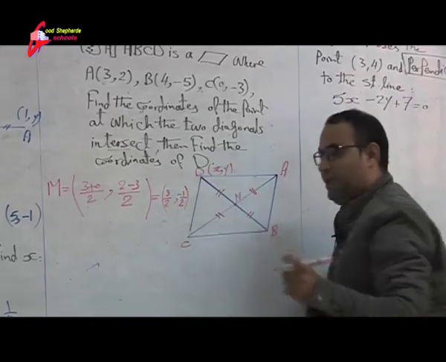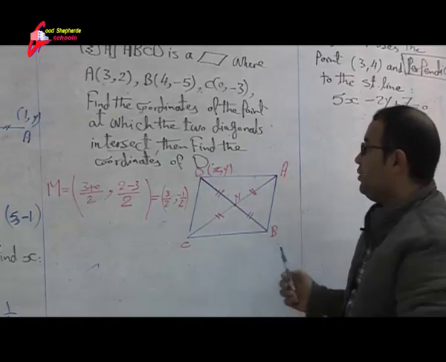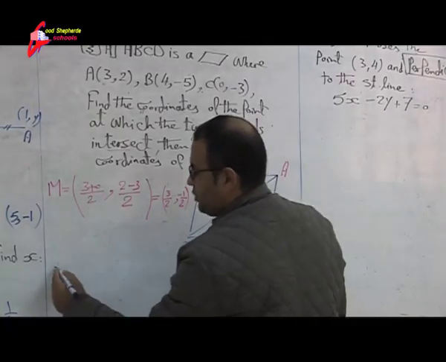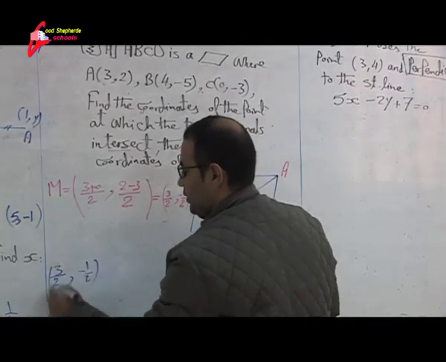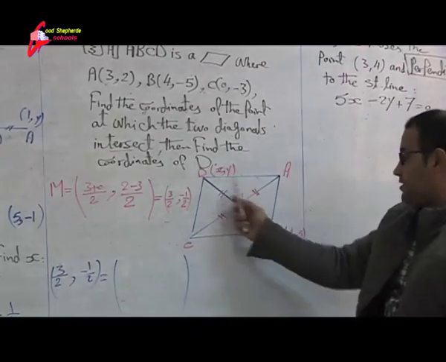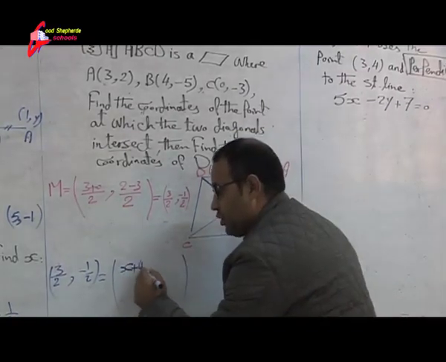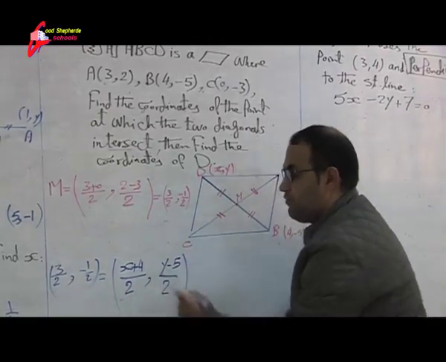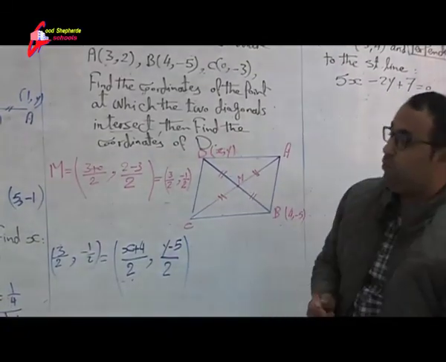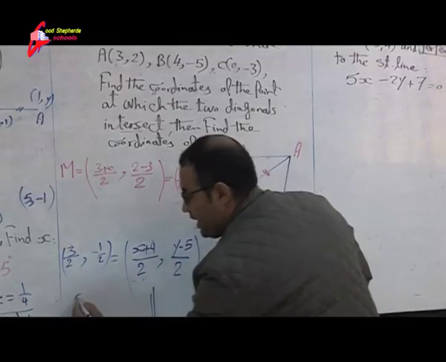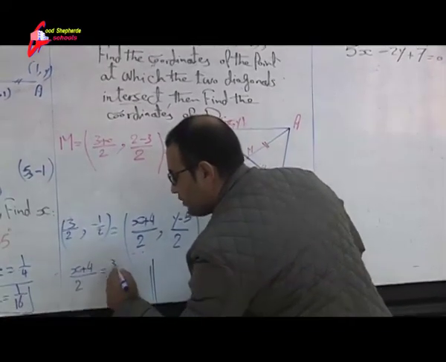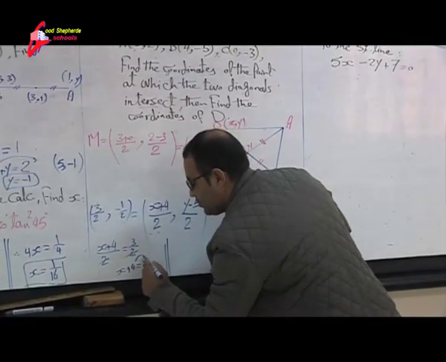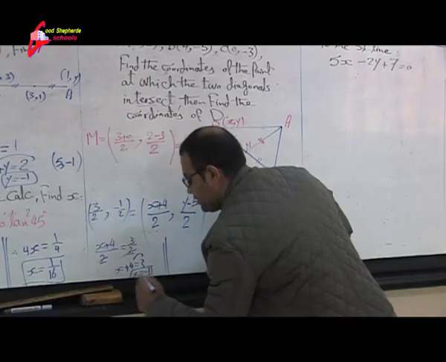He wants D. Let D be x and y, okay? You have B, 4 and negative 5. So the midpoint, 3 over 2 and negative half, equals (x plus 4) over 2 and (y minus 5) over 2. So the first equals the first, we did it before, and the second equals the second. So x plus 4 over 2 equals 3 over 2. This with this, so x plus 4 equals 3, so x equals what? Negative 1. This is as for x.